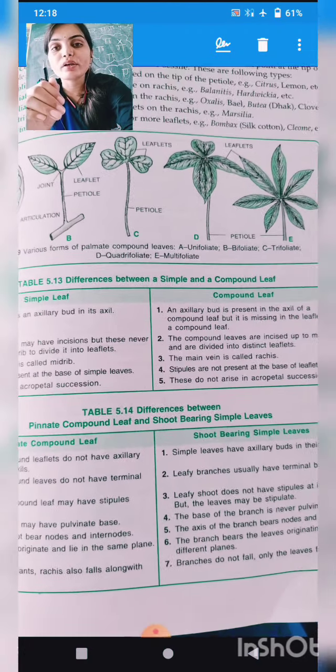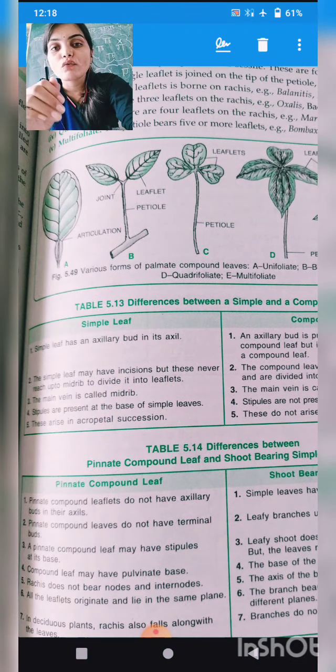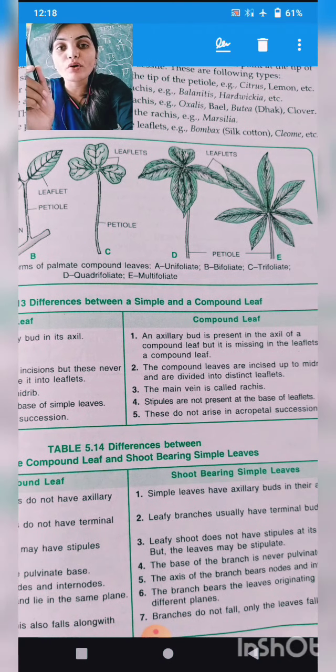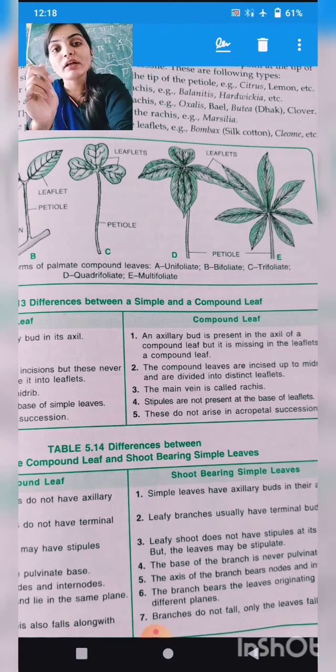Now here you can see the various forms of palmate compound leaf, how many types of compound leaf you can see. The first one has only one leaf at one side of the bifurcation of the main midrib. In the second there are two leaves. In the third there are three leaves. In the fourth there are four leaves, and in the fifth there are more than four leaves.